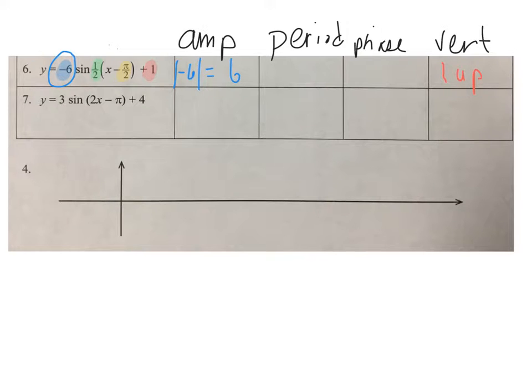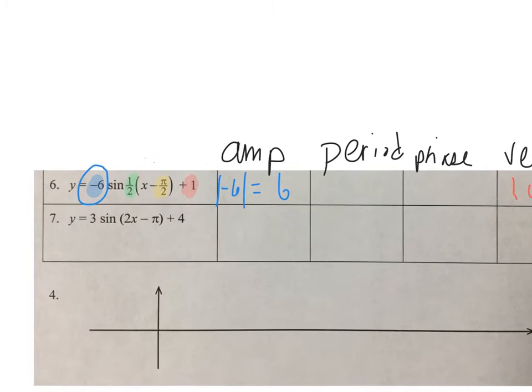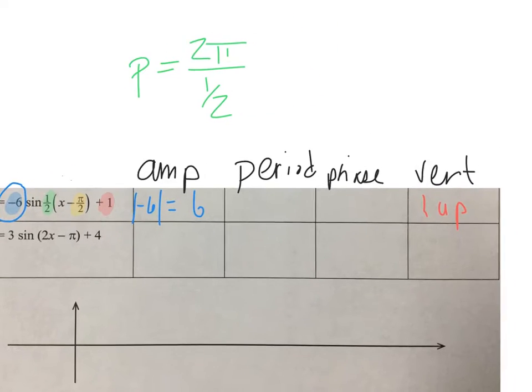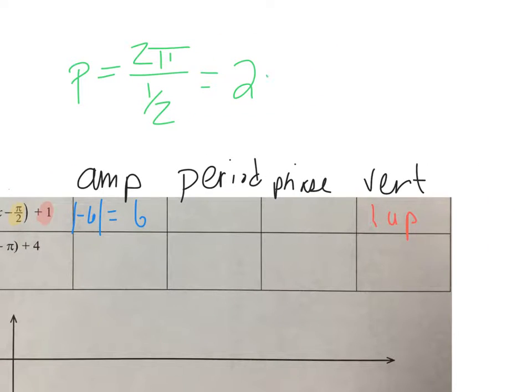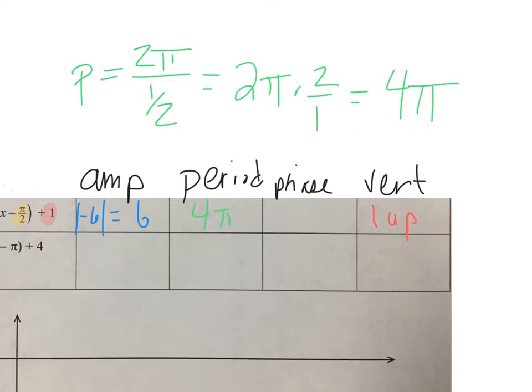Now the period comes from that green number, so let's see if the green will show up on here. Period equals 2 pi divided by that number in front of x. So in this case that is 1/2, and whenever we're dividing by a fraction, we end up multiplying by the reciprocal, which means this graph has a period of 4 pi. So it takes it 4 pi radians to make 1 complete revolution around the circle. So it's going really slowly.